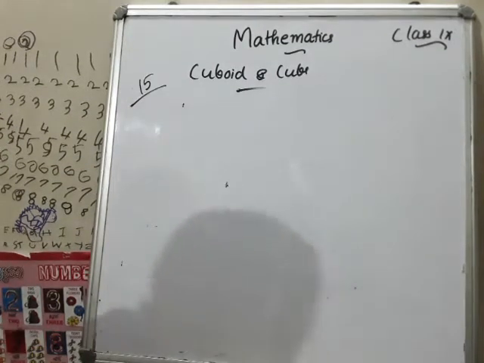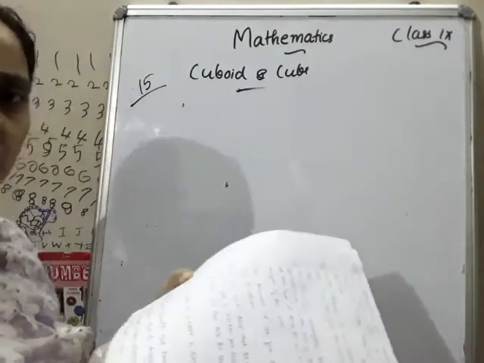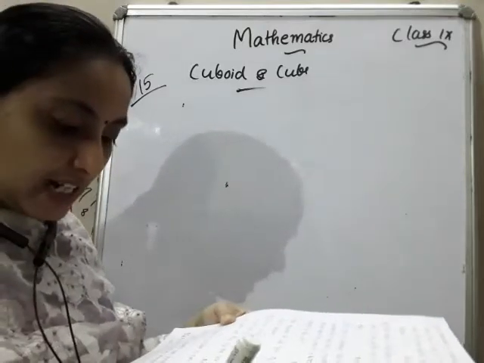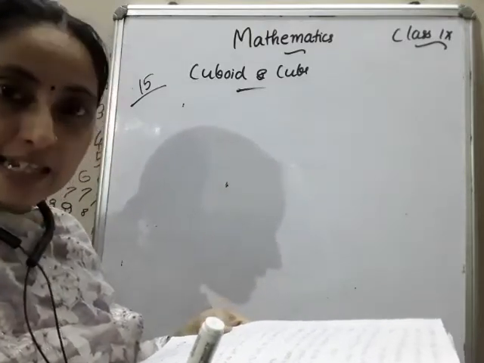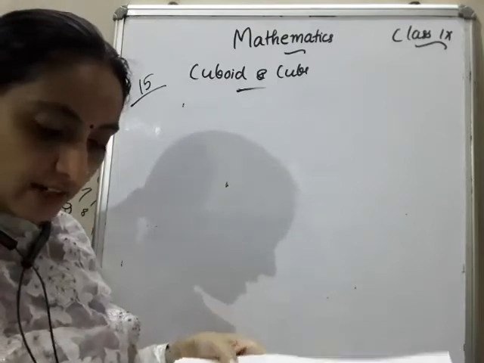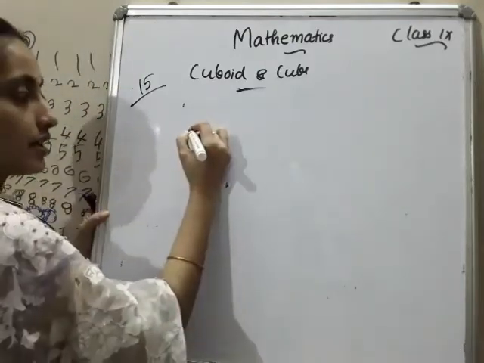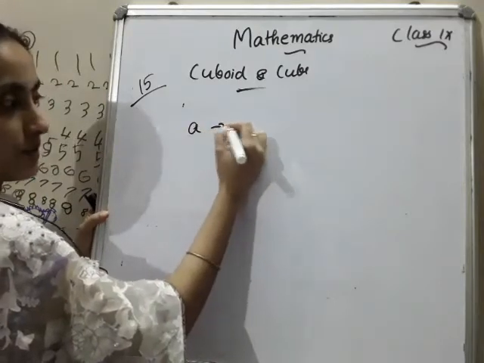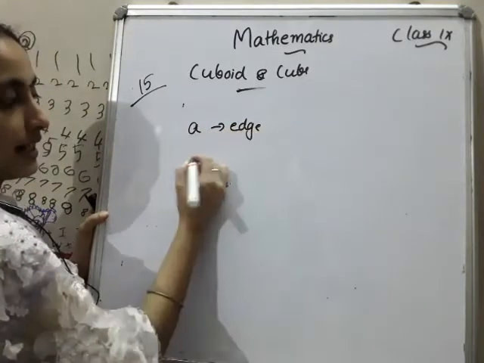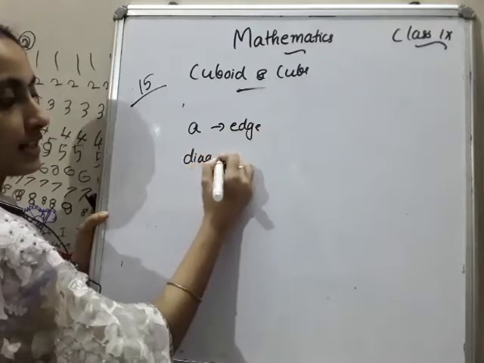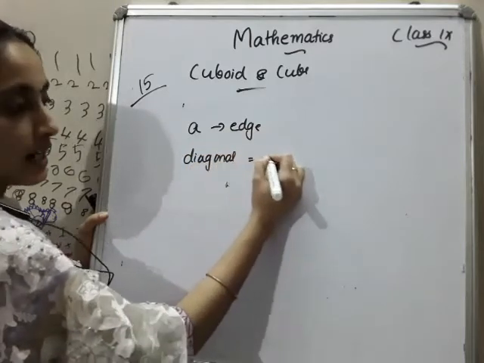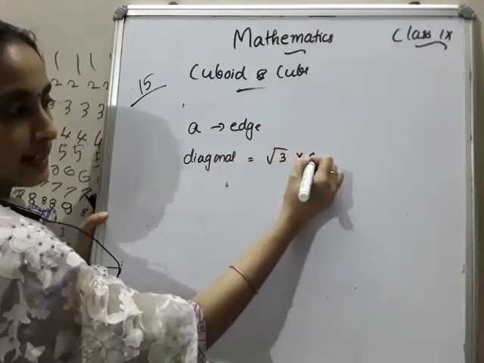Next question is very simple, but I don't know why you didn't get this answer. If the length of the diagonal of a cube is 6 root 3 centimeter, find the length of the edge of the cube. So you already know, if a is the edge of the cube, then the diagonal of the cube, I already said the formula. Does anyone remember? Yes, root 3 into a is the diagonal.